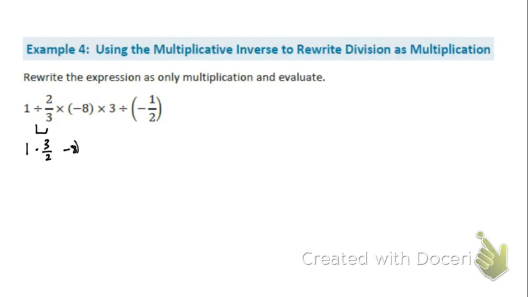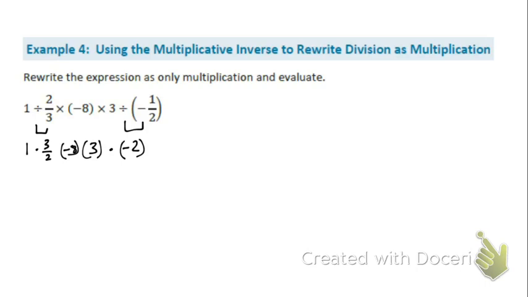I got the negative 8 times 3. Here, same thing. Dividing by negative half, what you got to do there is change it to times the reciprocal. The reciprocal of negative half would be negative 2 over 1. To make it easier, I could just write negative 2, right? Just write negative 2. Now it's just like on the previous page. We're just multiplying.